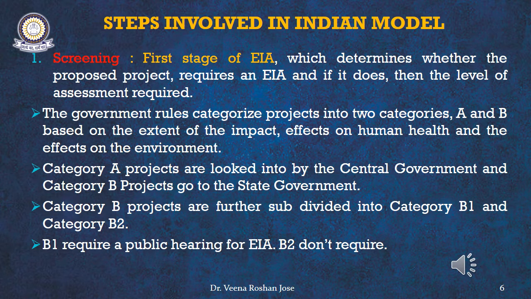So that means the projects which may have a serious impact on either human health or the environment are categorized under category A, and these projects are directly looked into by the central government. And category B, the lesser evil, goes to the state government. Category B projects are further subdivided into category B1 and B2, according to the impact. B1 requires a public hearing for EIA, but B2 doesn't require it.